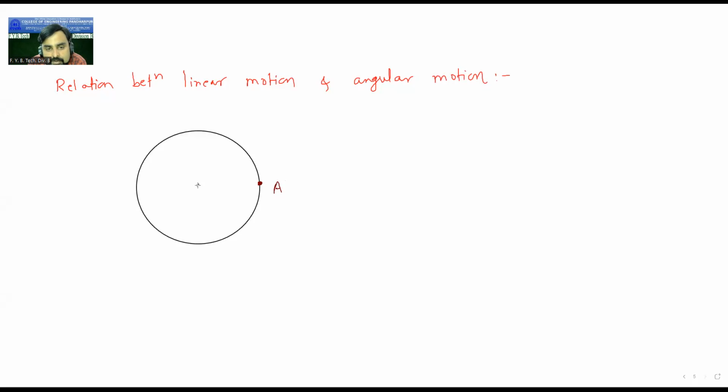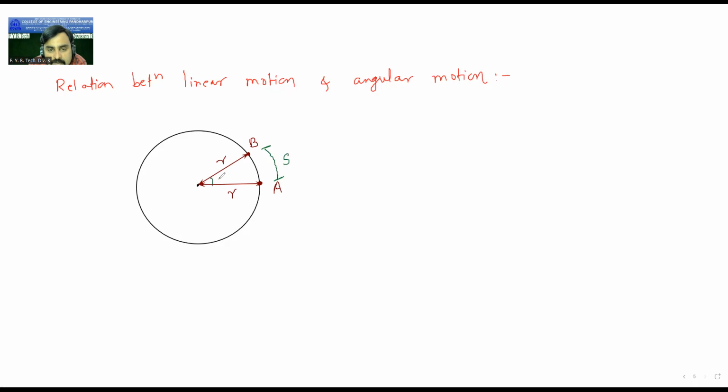This is your radius R. Suppose it moves to point B here. It travels over here. This is point B. So again, this distance will be R. And suppose now it travels this distance A to B. This travel distance is S.